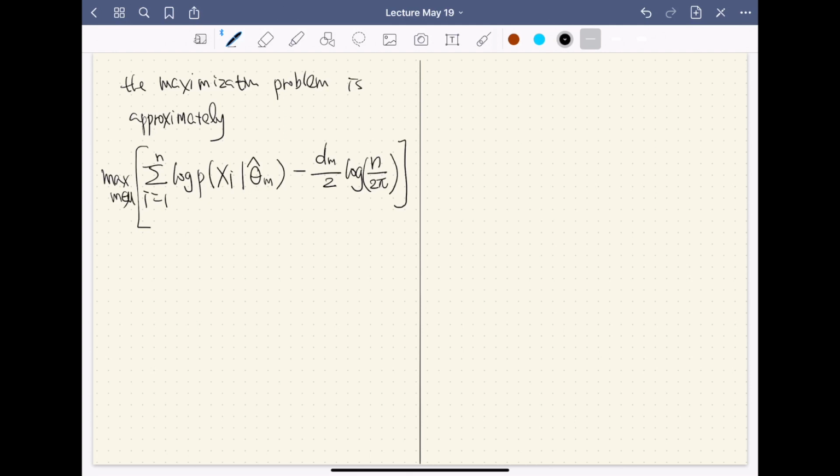And in practice, what people usually do is to further ignore this 2 pi, right? Because log of n over 2 pi is log n minus log 2 pi. Log n goes to infinity. Log 2 pi is a constant. It can be ignored. And therefore, we have arrived at the BIC formula. This is the one without 2 pi.